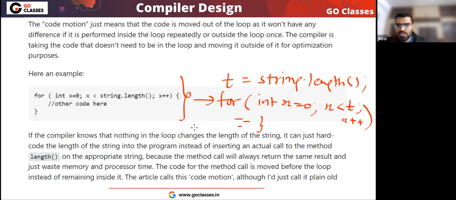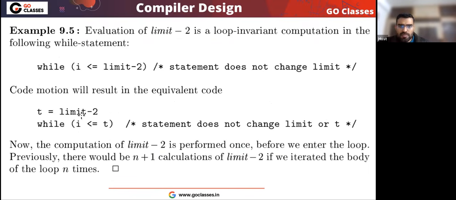So this is the whole point. This is code motion. Code motion means if something is not changing, then you can take it out.